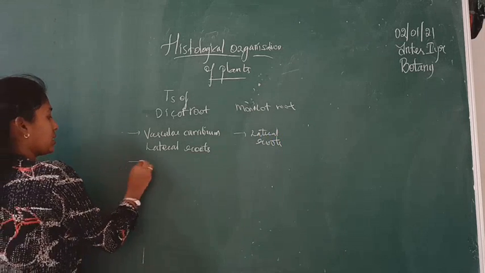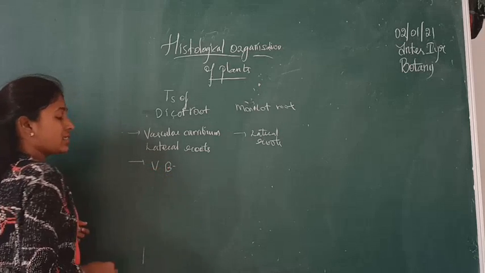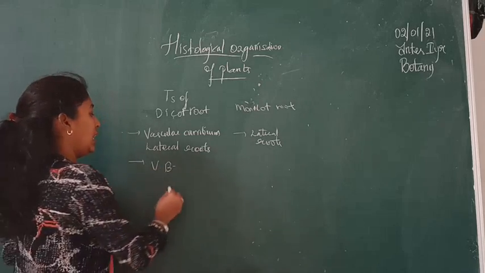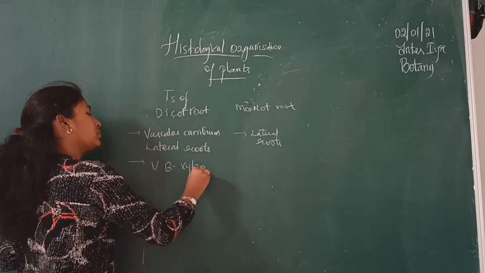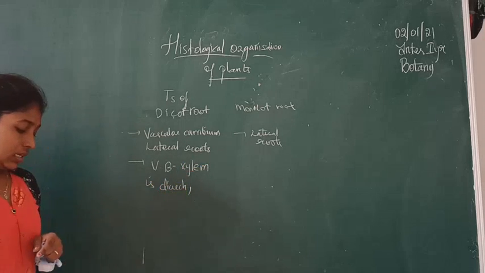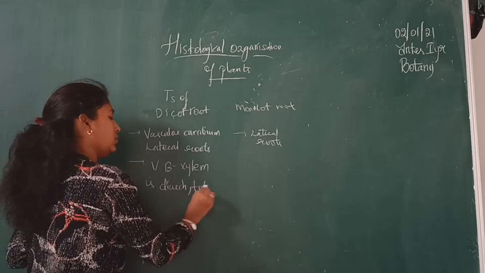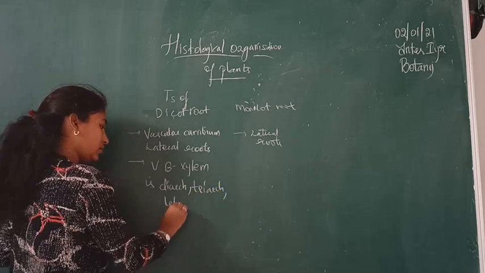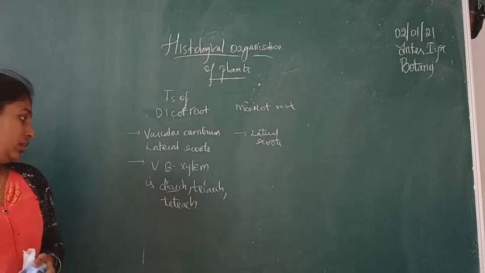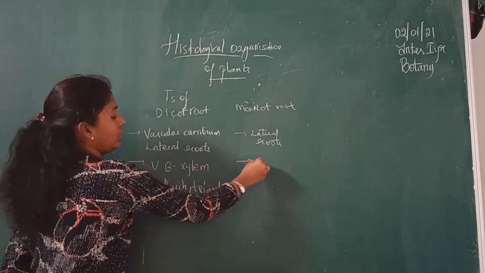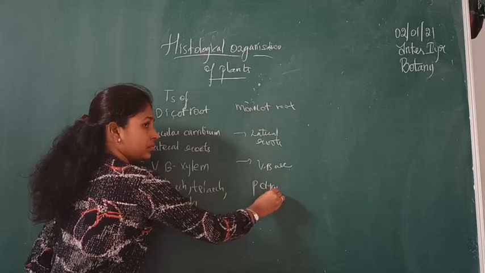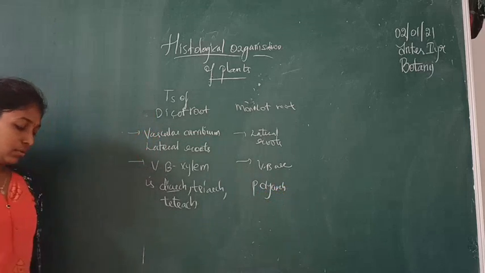And next, if you take the vascular bundles, here the vascular bundles in dicot roots are radial, separate and closed, and the xylem is diarch, triarch, and tetrarch. Diarch contains 2, triarch contains 3, tetrarch contains 4. And in monocot roots, the vascular bundles are only polyarch.